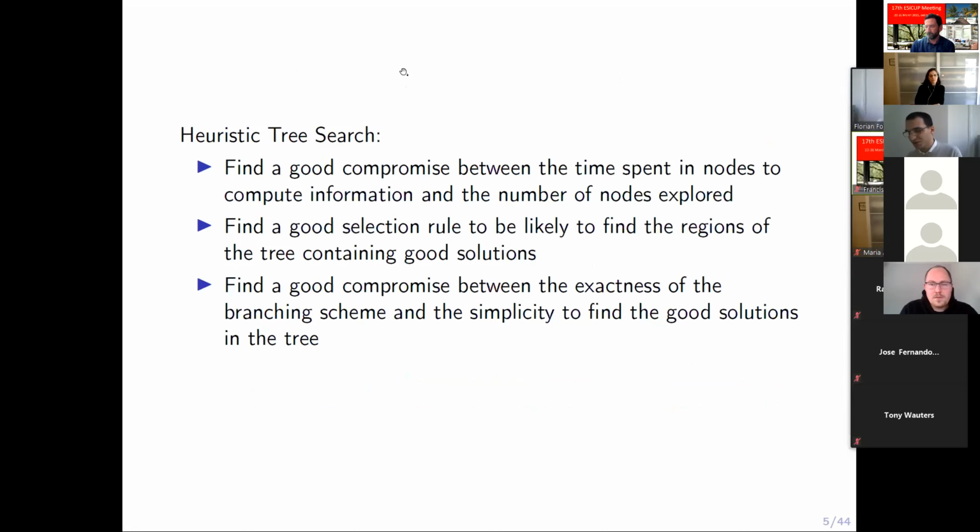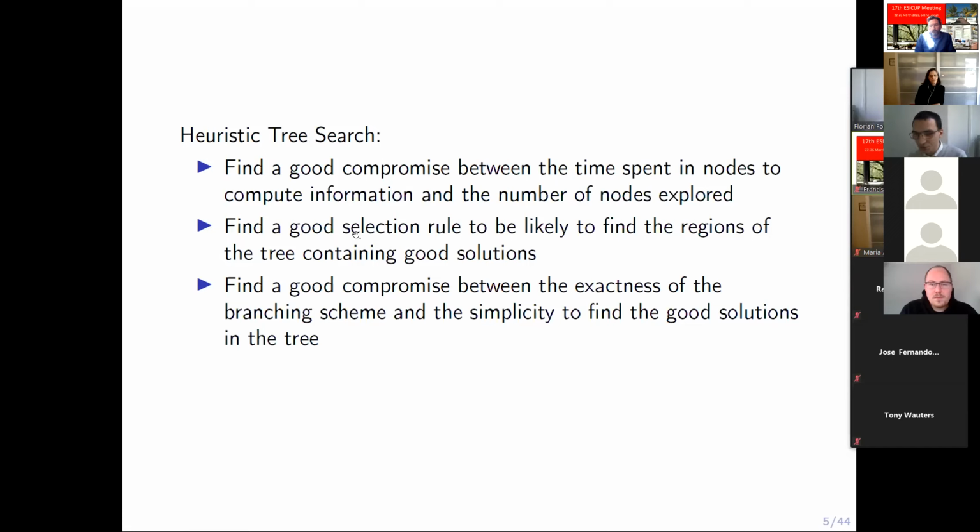But if you want to use tree search algorithms in this case, there are some elements we need to be careful about. So first, we need to find a good compromise between the time that we spend in nodes to compute information and the number of nodes that we'll be able to explore at the end. Then, since we won't explore a lot of nodes, the node selection strategy becomes very crucial for the algorithm. And we need to ensure that we will look at the nodes which correspond to the most promising regions of the search tree.